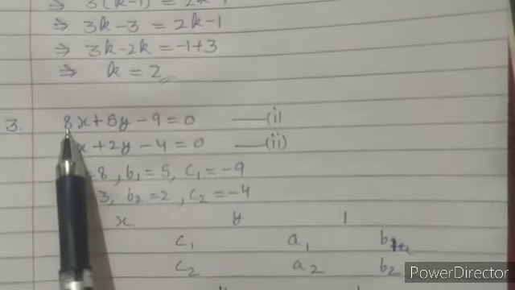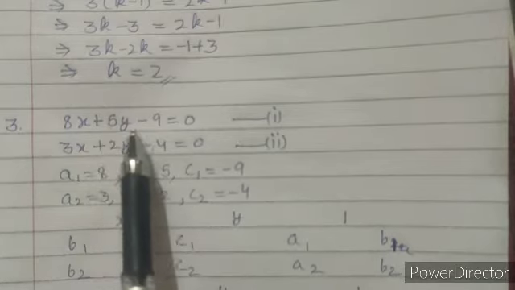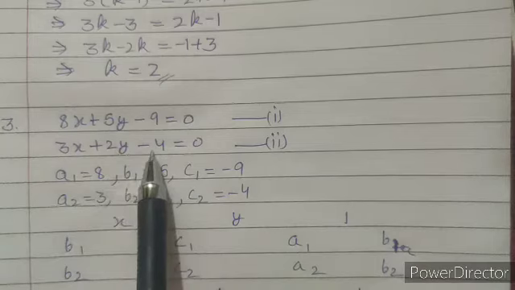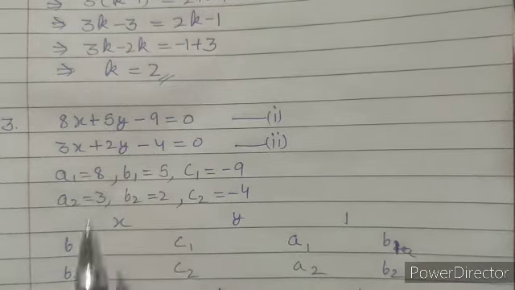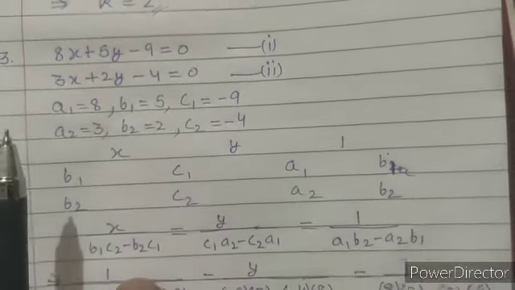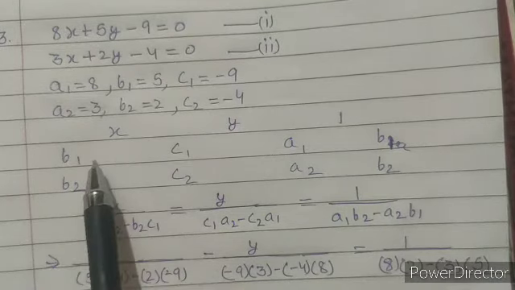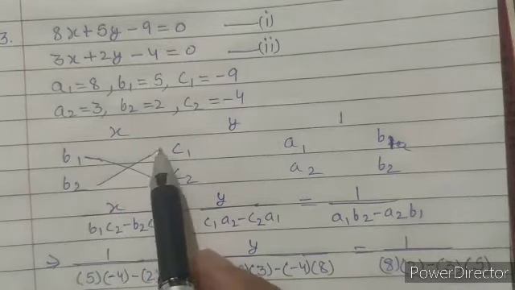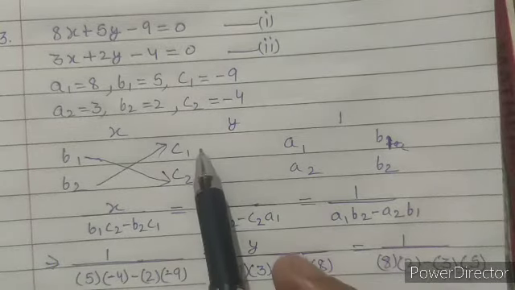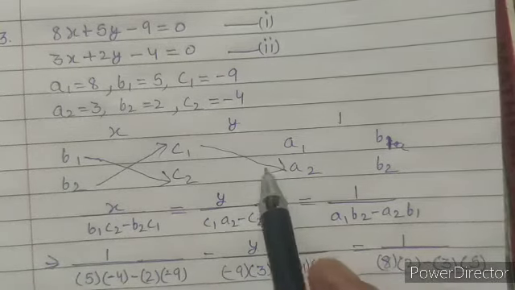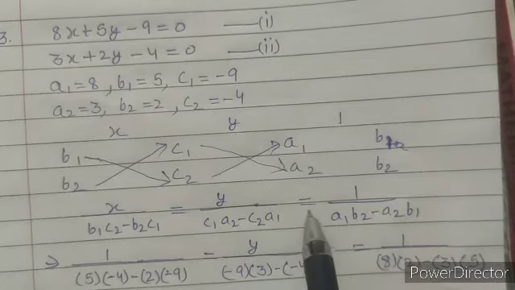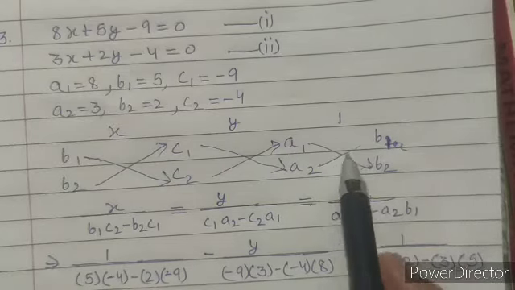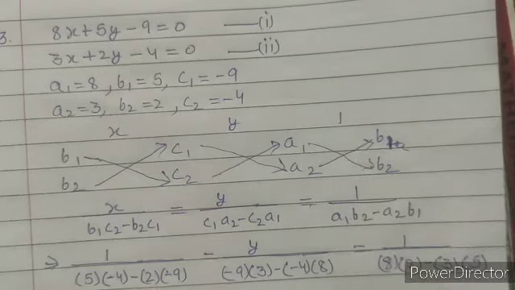Now here a1 is 8, b1 is minus 5 and c1 is minus 9. So a2 is 3, b2 is 2 and c2 is minus 4. Now on drawing a diagram we will get x upon b1 c2 minus b2 c1, y upon c1 a2 minus c2 a1, and that will be equal to 1 upon a1 b2 minus a2 b1.